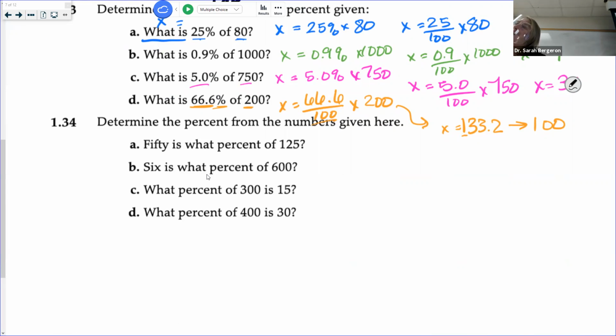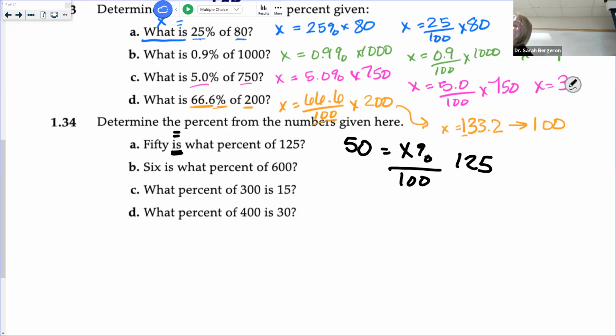Sometimes you have to convert and figure out what percent of something, right? So we're going to try and determine the percent from a given number. So whenever we're reading a problem, anytime you see "is," what does "is" mean? Equals. So 50 equals some percent, and you're going to put that over 100, right? Of 125.